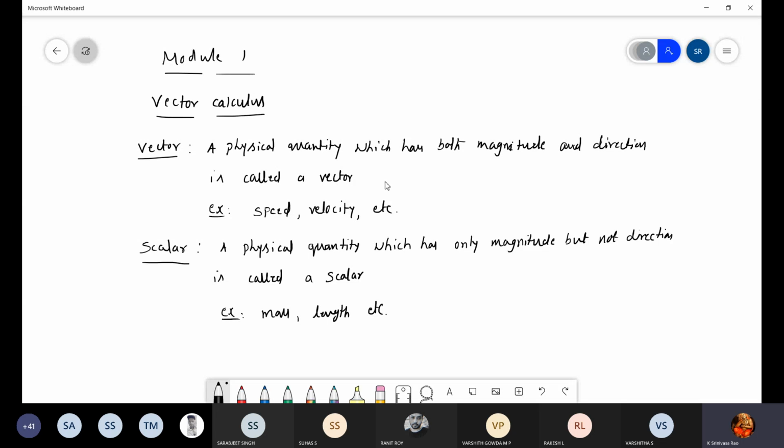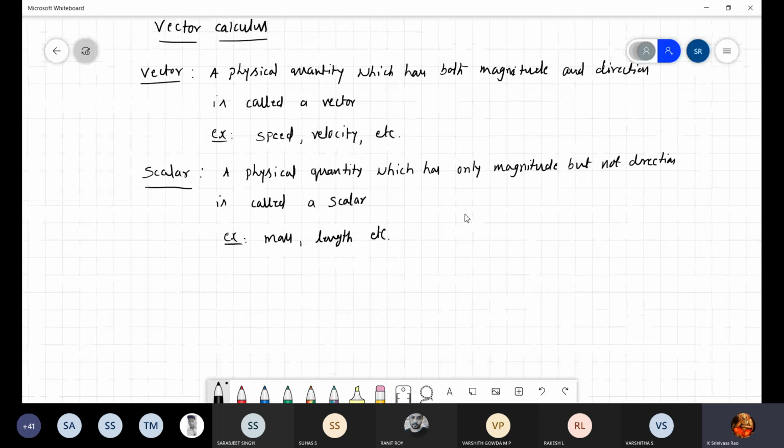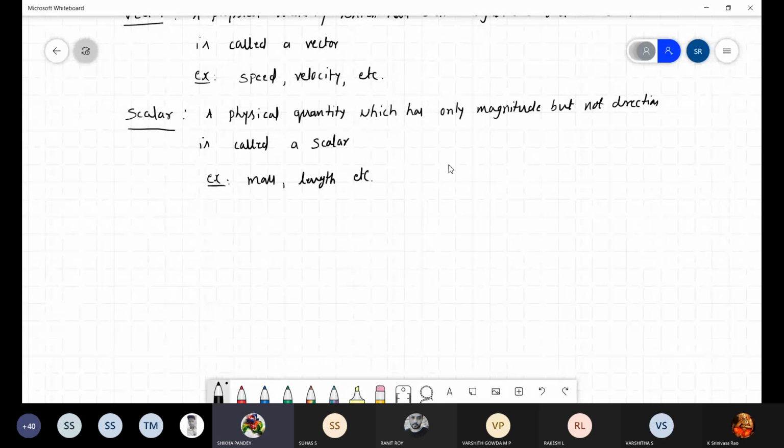Next is, yes. Excuse me, sir. Speed is a scalar quantity, no? Yeah, scalar. You are telling, okay, 120 kilometer speed. In speed, the direction also is important here.